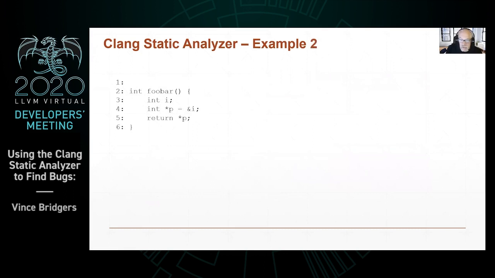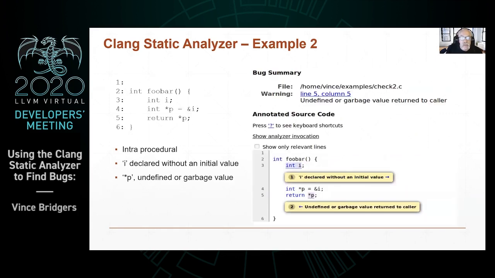So let's look at the next example. So in this specific case, this is intra-procedural. I is declared without an initial value, and star p ends up being undefined or a garbage value. So this program returns a garbage value, and the analyzer is able to find this.